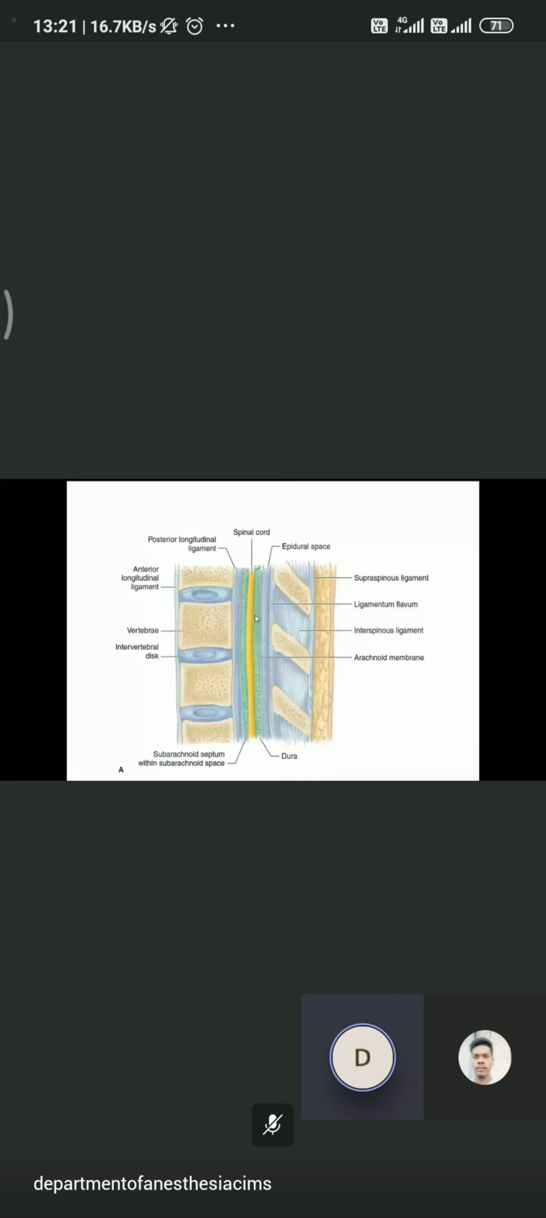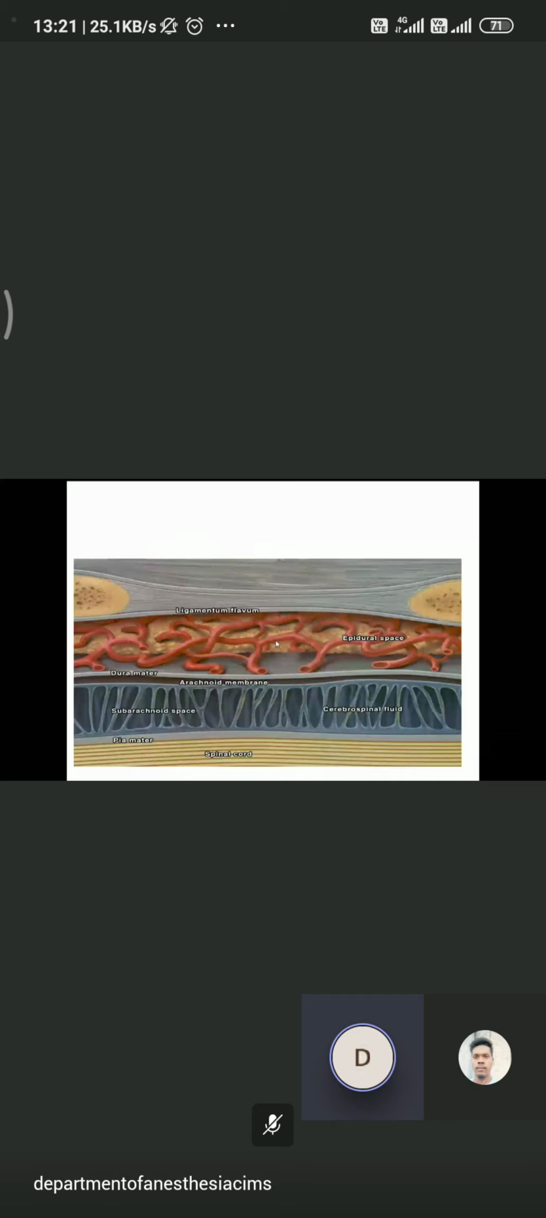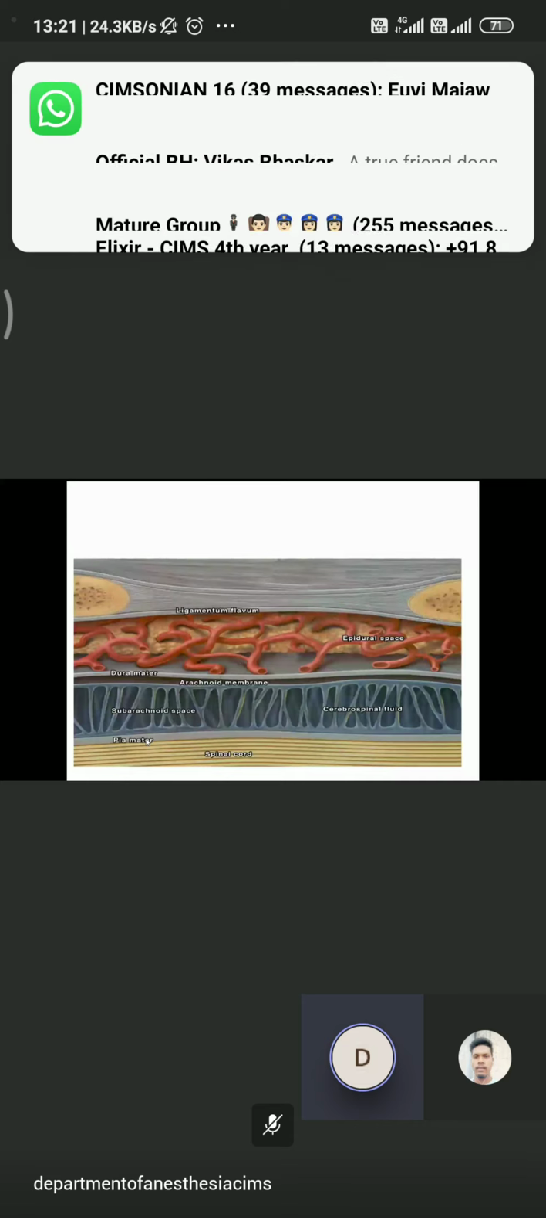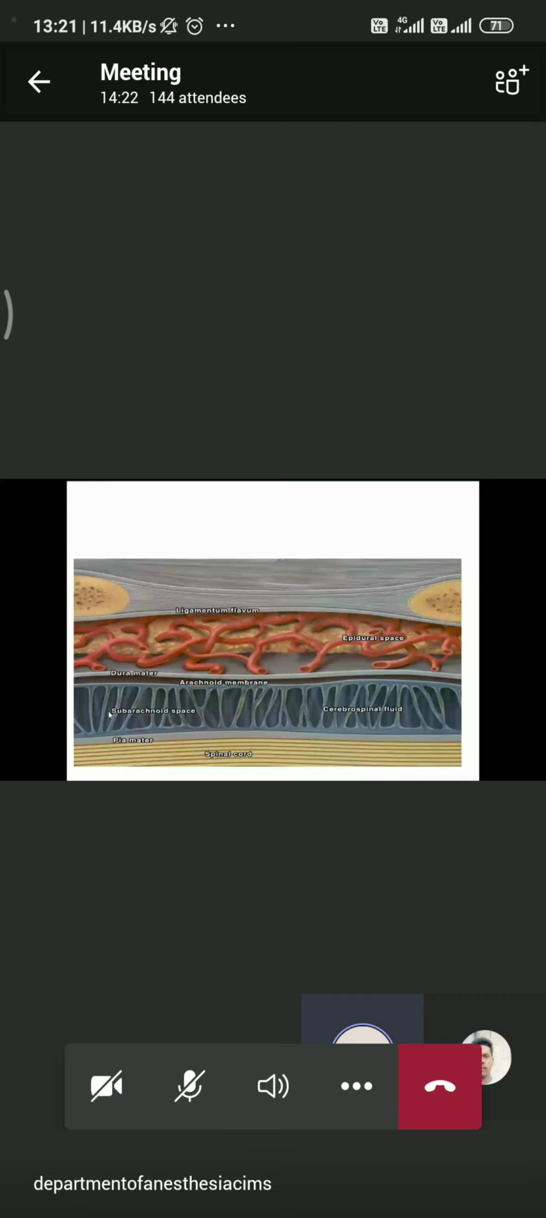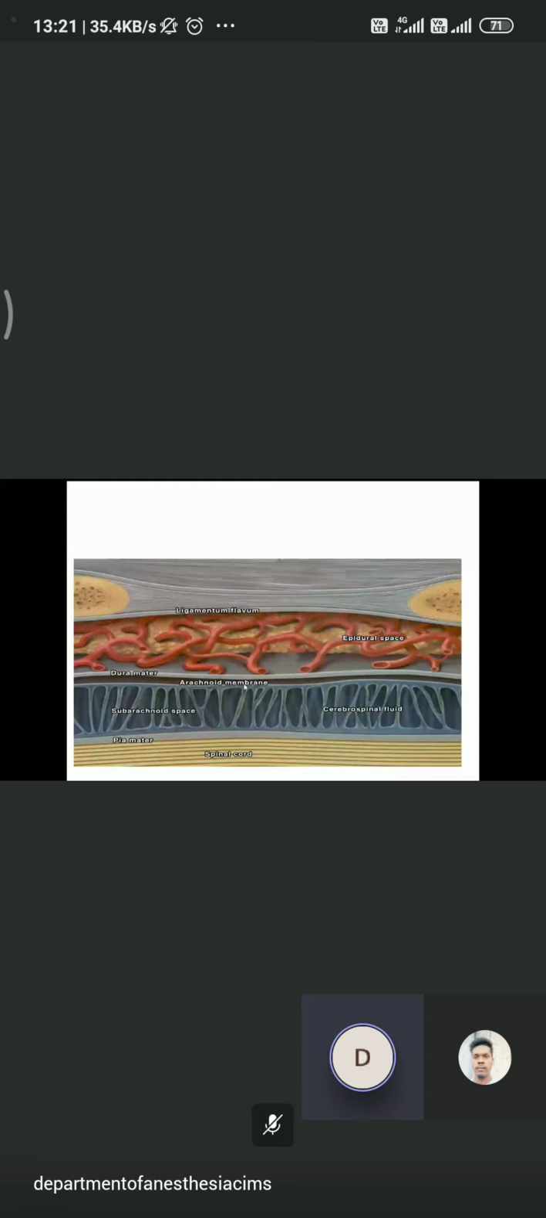So this is again a very good diagram to understand the anatomy where the drug is injected. This is the spinal cord. This is pia mater, which is closely adherent to the spinal cord, and this is subarachnoid space. So in subarachnoid space, what is there? There is cerebrospinal fluid. So this is the space where we inject drug. This is subarachnoid membrane. This is dura mater, and this is the epidural space. This is potential space where we give epidural anesthesia. This is ligamentum flavum, and these two are the bone, say spinous process of the vertebra.